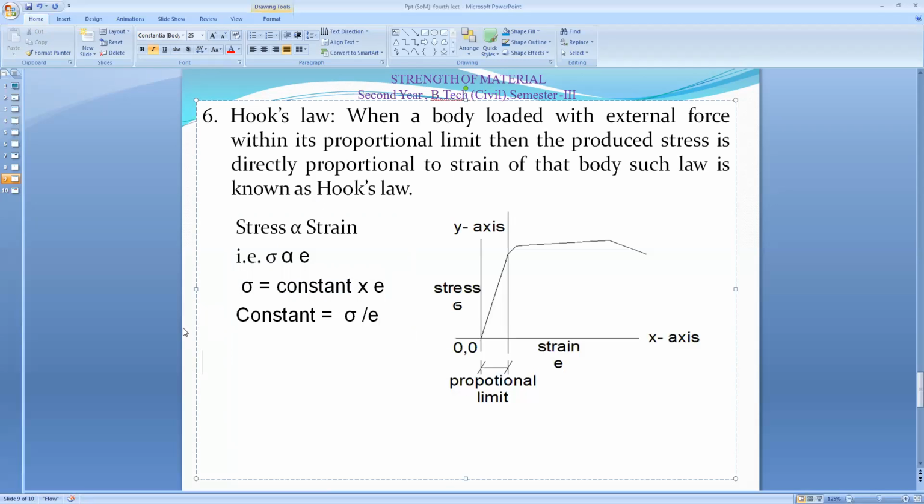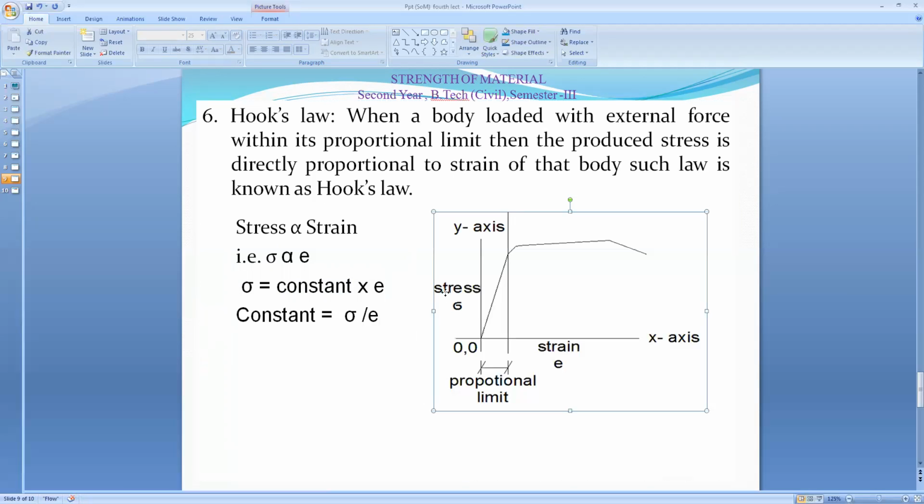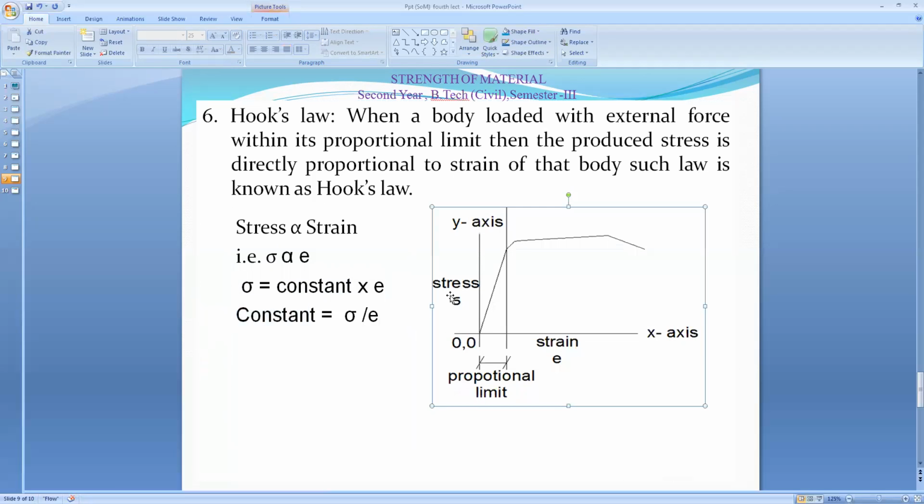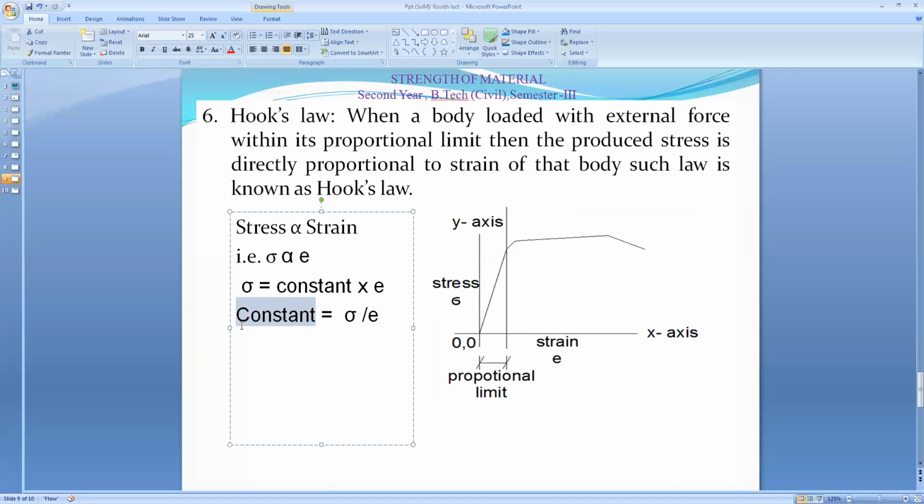It is called the Young's modulus, or it is also called the shear modulus. If this stress is the direct stress and this strain is a linear strain, then such constant is known as Young's modulus. If this stress is a shear stress and this strain is a shear strain, then such constant is called the modulus of rigidity.